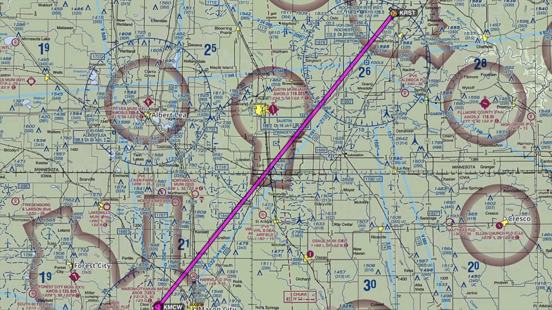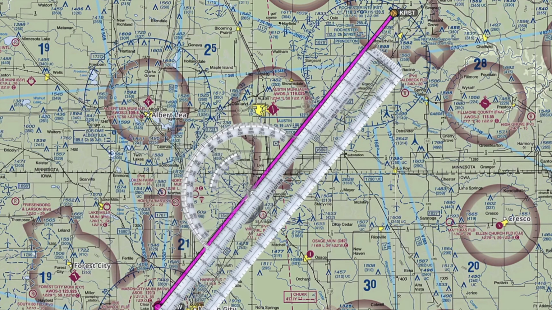To use a plotter, find a spot where the course line crosses a line of latitude or a line of longitude. Put the center of the protractor right where the course line and the line of latitude or longitude cross, and then align the ruler portion of the plotter with the course line, and read the true course bearing where the latitude or longitude line crosses the end of the protractor. In our case, the plotter shows our true course from KRST to KMCW to be 219 degrees. Simple, right?